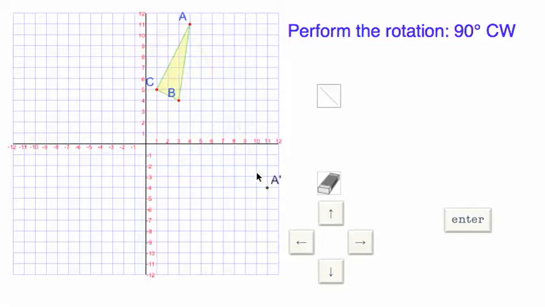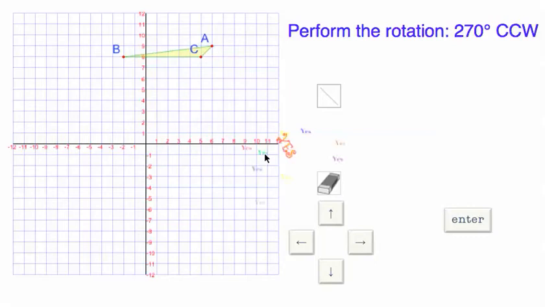Okay, so since this is level 8, we have to plot each point, so you have to click. Okay, B is at 3, 4, so it's going to be down here at 4, 3. Okay, so we know it's going to be in this quadrant. C is 1, 5, so it's going to be down here at 5, 1. Just like that. Okay? Yay.